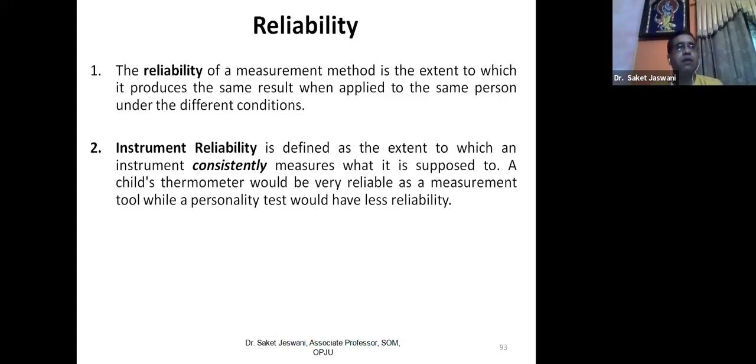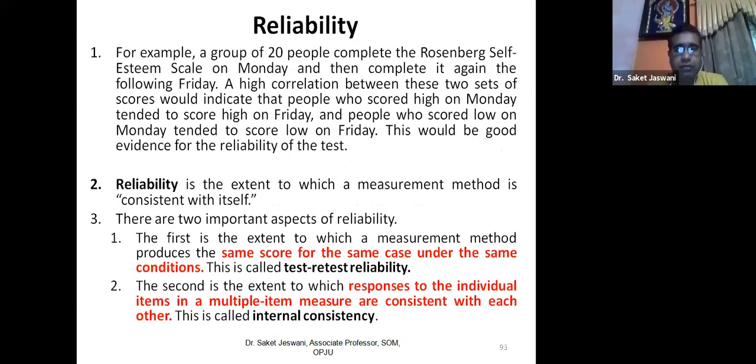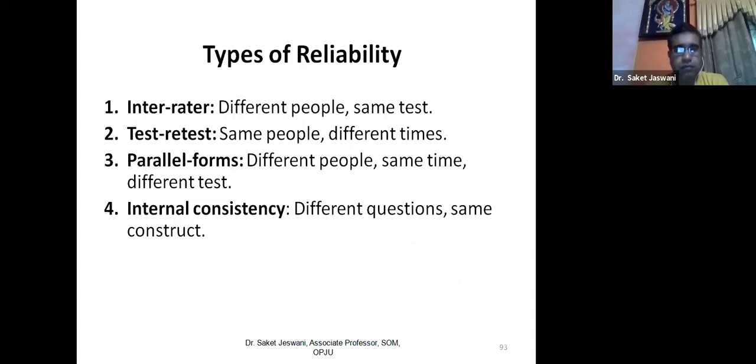For example, a thermometer: if you want to measure the temperature of a child in any situation, it will give you the same temperature that is there in the child. So you can rely on the thermometer to measure the temperature. Whether your instrument, where you are measuring behavioral aspects, is something you can rely on or not, this is what reliability is. Reliability is basically of two types: test-retest reliability and internal consistency.